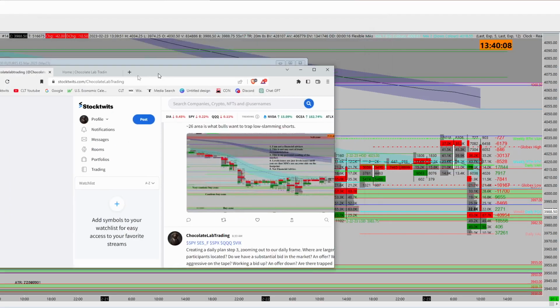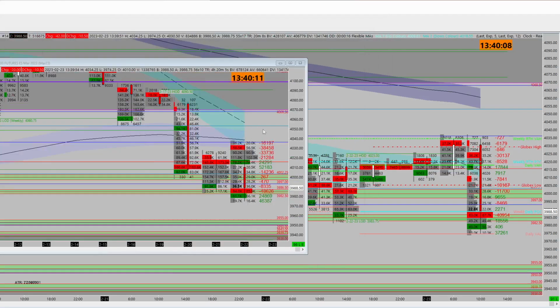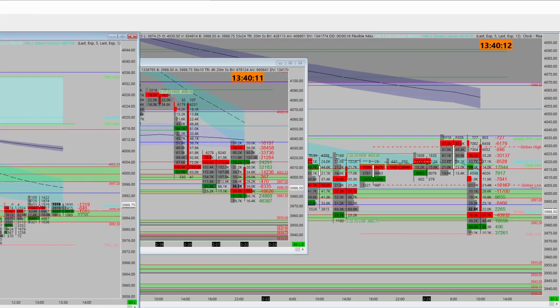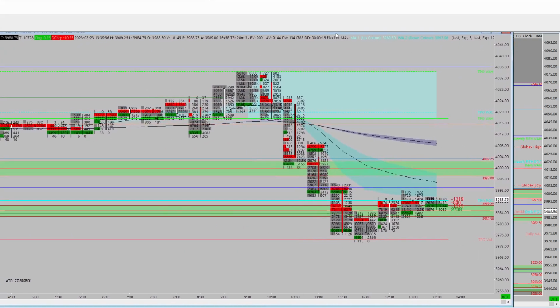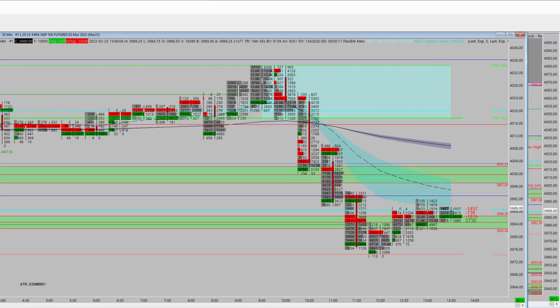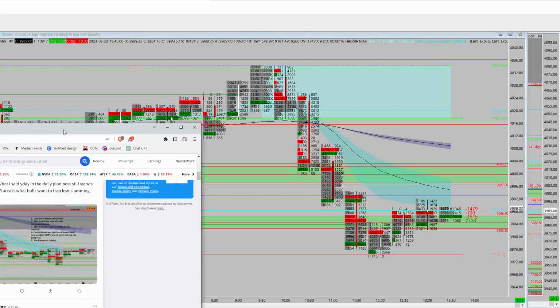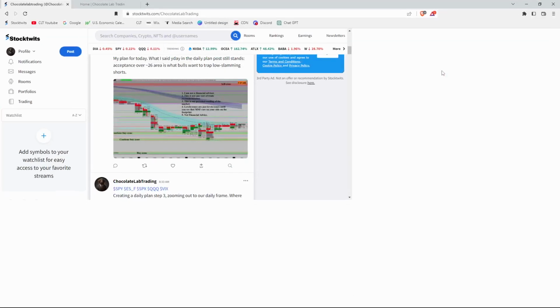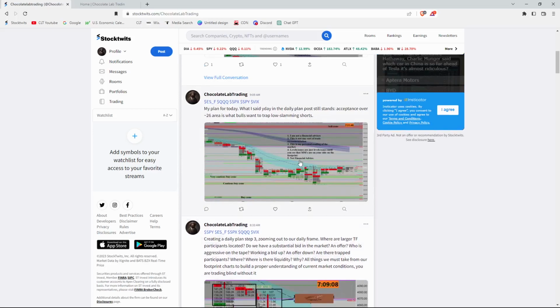That's everything from here. So let's take a look at the intraday order flow. And I think it's best to start with our 30-minute. So coming into today, I was leaning bullish, but I'm not just going to be bullish out the gate blindly. I need to see things happen, right? So what I said yesterday in the daily plan post still stands. Acceptance over 26 areas, what bulls want, to trap low slamming shorts.